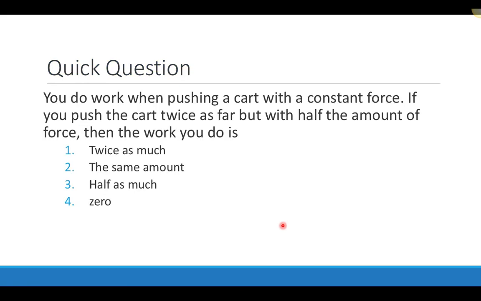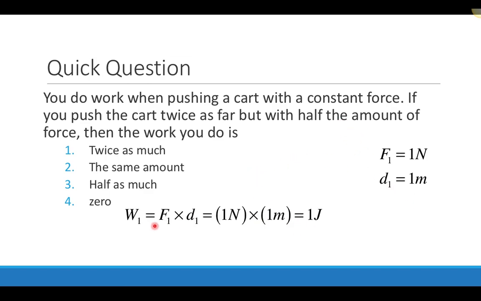All right, you do work when pushing a cart with a constant force. If you push the cart twice as far, but with half the amount of force, then the work you do is, so is it twice as much, the same, half, 0? So let's do the same thing we did before. We start off with easy numbers. So we apply a constant force of 1 newton for a distance of 1 meter. Then, if we push the cart twice as far, so twice the distance, but half the amount of force, we could calculate the work that's being done.